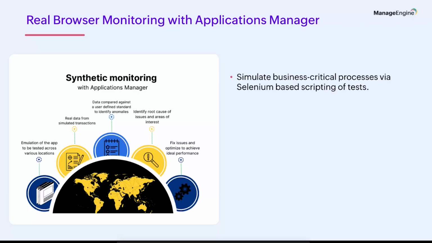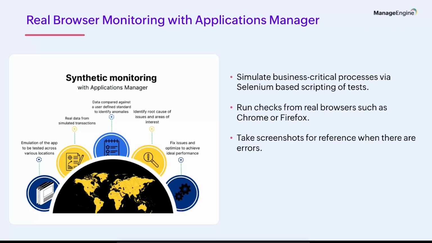Applications Manager then opens a real browser such as Chrome or Firefox and periodically replays the recorded script to verify that the entire workflow is completed successfully. And if any step fails, it immediately detects the error. During every playback, Applications Manager collects performance data for each step and publishes the metrics on the monitoring dashboard. If an error occurs, it can also capture a screenshot of the browser, helping you see exactly what the user would have seen at the point of failure.